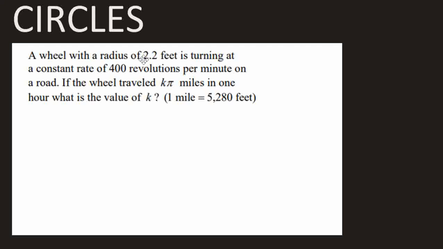A wheel with a radius of 2.2 feet is turning at a constant rate of 400 revolutions per minute on a road. If the wheel traveled k pi miles in 1 hour, what is the value of k? Given 1 mile is equal to 5,280 feet. You may pause for a while and try before we see the discussion.